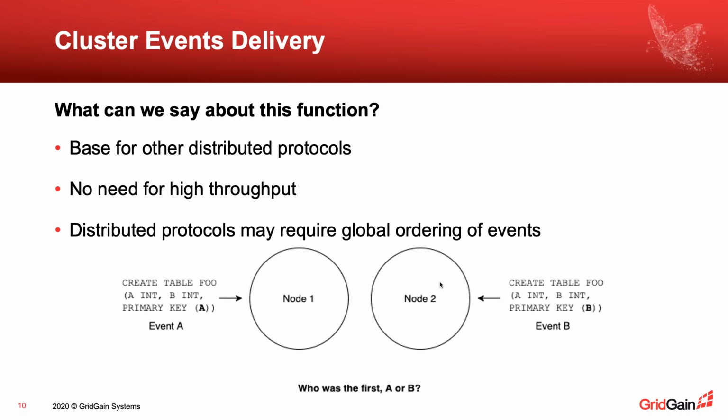So in this case, obviously, we can't create the same table with two different primary keys. So one of these operations, which happen simultaneously, must win and must succeed, and the other must lose and must fail. So how do we decide which of these events, which of these operations happens and succeeds, and which of them fails? So who was first, event A or event B? Let's try to answer that.